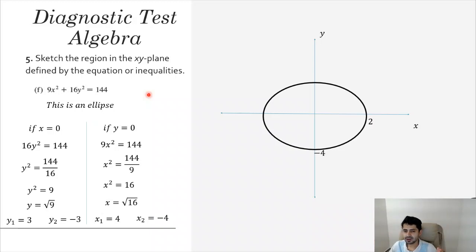Here I put 2, but that's completely wrong because here we have minus 4 and 4, and then this one should be minus 3 and 3. Okay, so please, I apologize, this is not the correct answer. Here it should be 4 and minus 4, and here it should be 3 and minus 3. And because this is an equation, all the region should be exactly this one. We don't have any specific region like inside or outside. It's just exactly this one.